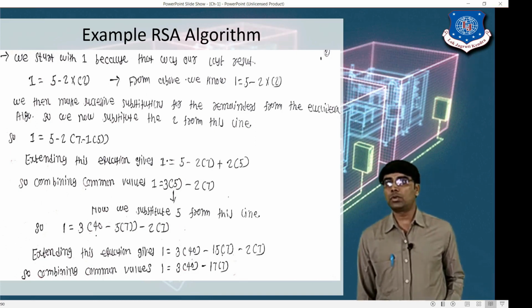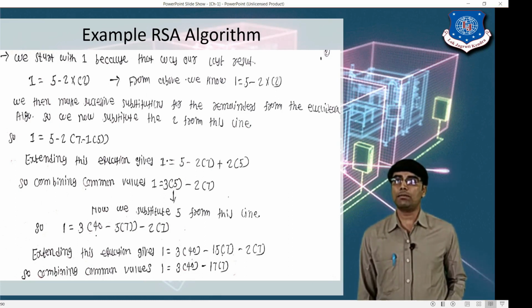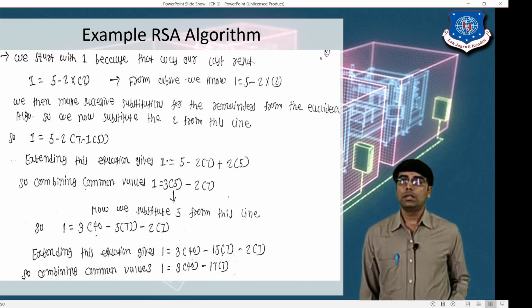So the value of 2 gives 1 equals 5 minus 2 times (7 minus 1 times 5). So now this is 7 times 2 minus 2 times 5, and the 2 times 5 plus 1 gives 3 times 5. So 3 times 5 minus 2 times 7. Now again substitute the value of 5 here. So the equation is 1 equals 3 times the bracket with the value of 5, which is 40 minus 5 times 7, minus 2 times 7.